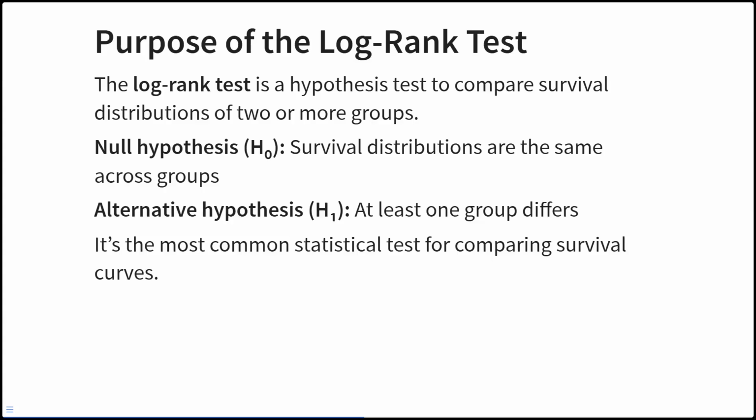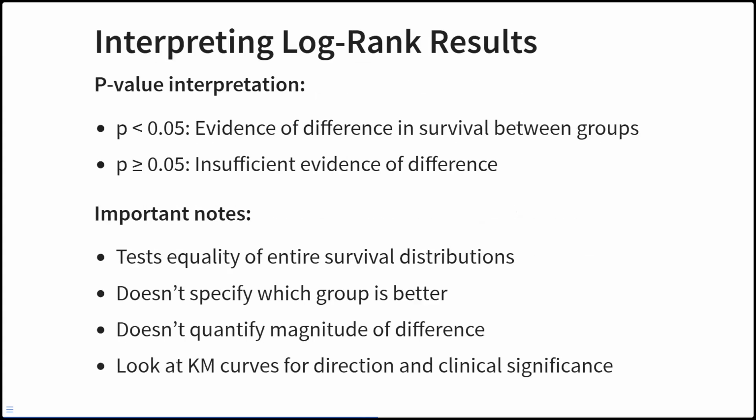So this is the purpose of the log rank test. To interpret the log rank test, you use the p-value. If your p-value is less than 0.05, then it means you reject the null hypothesis, indicating there is a significant difference between the survival in both groups. While if it is the other case, if it is greater than or equal to 0.05, then there is no difference between those two groups.